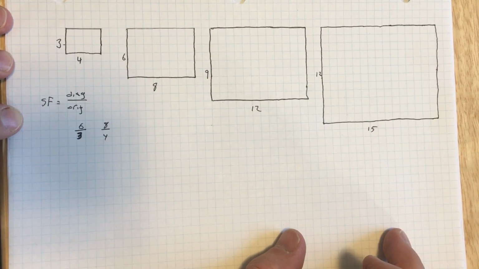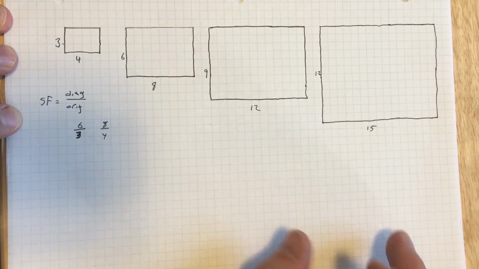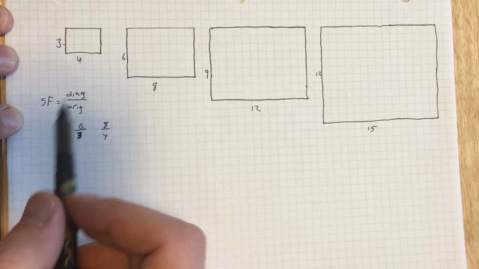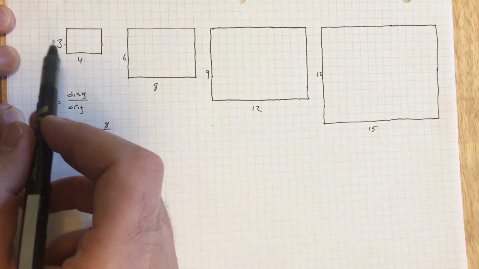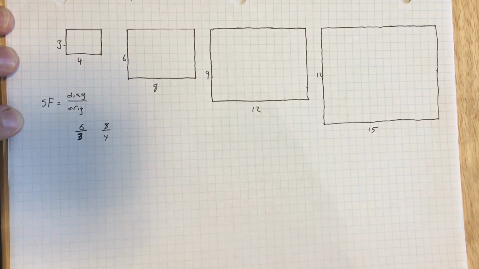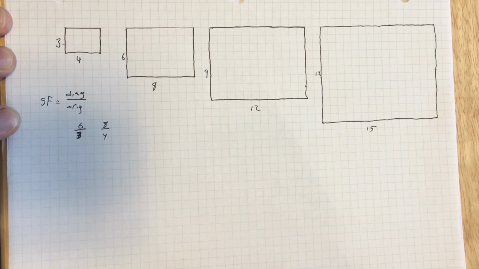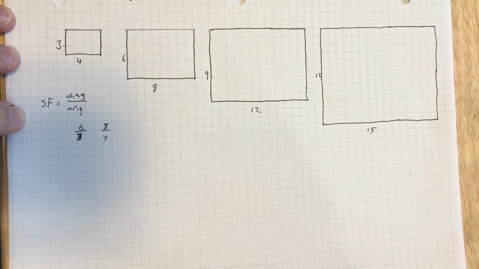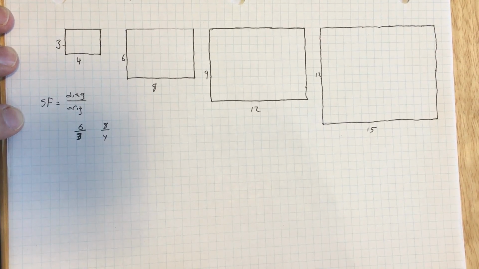Working through question 12 on page 342, in section 7.3, we're asked to draw 4 rectangles with these dimensions: 3 by 4, 6 by 8, 9 by 12, and 12 by 15. And comparing them, the first part of the question asks which rectangle is not similar to the other rectangles.